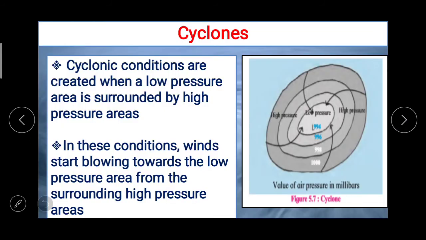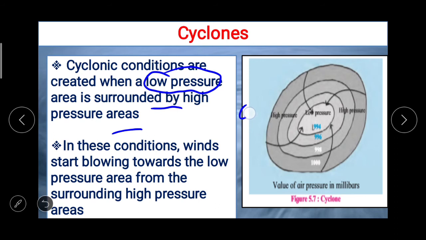And now today, in the second part of this topic, we are going to study about cyclones. Cyclonic conditions are created when a low pressure area is surrounded by high pressure areas. Again I am repeating, cyclonic conditions are created when a low pressure area is surrounded by high pressure areas.